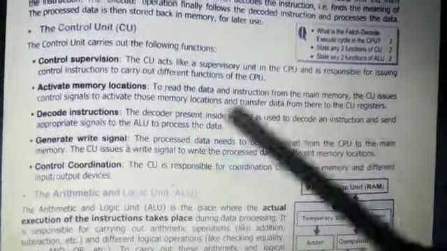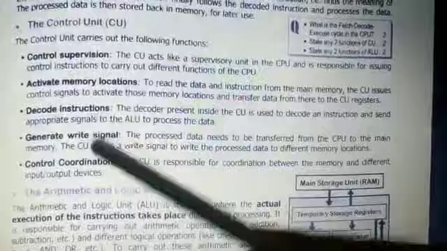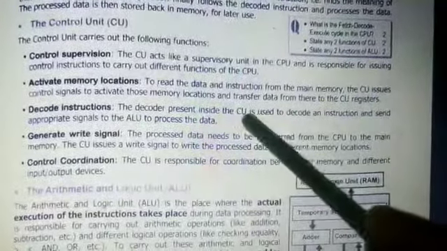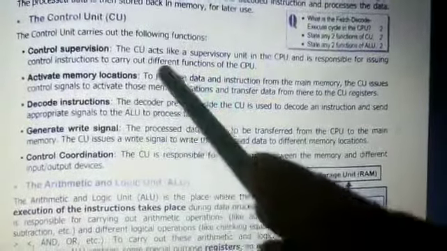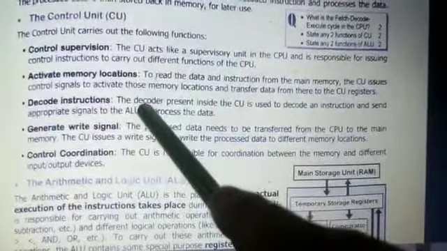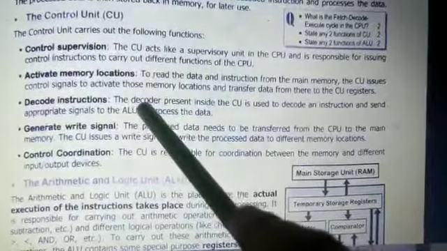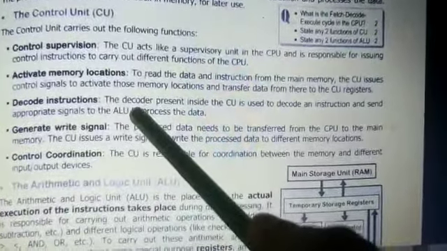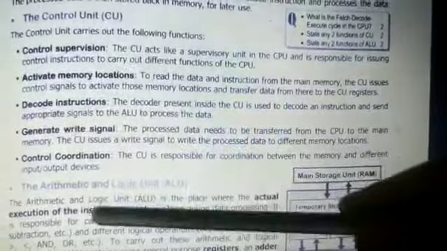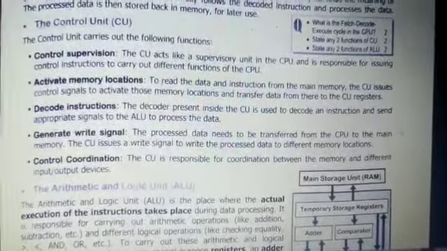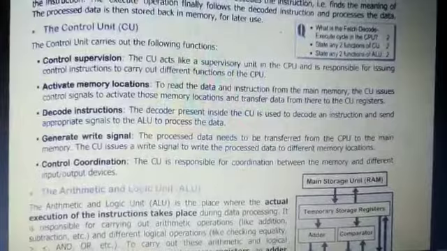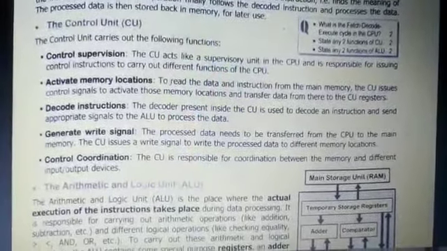Next is decode instruction. Inside the CU, one decoder is there. What is the purpose of the decoder? Whatever information we are getting is in an encoded form. So first we have to decode it. Decoding means we have to understand what the instruction is. This process is called decoding. So one decoder is there.